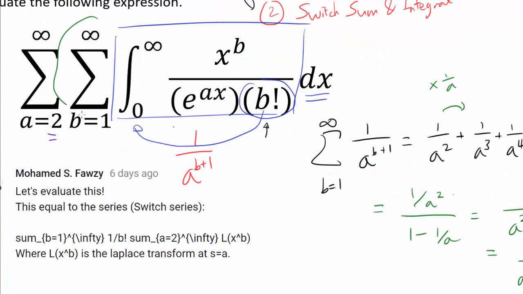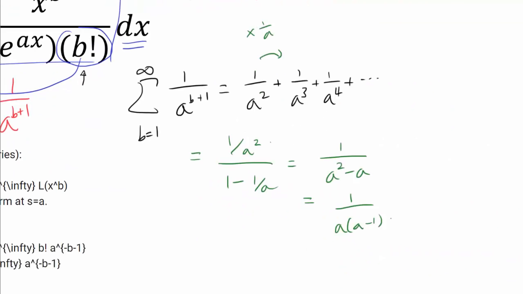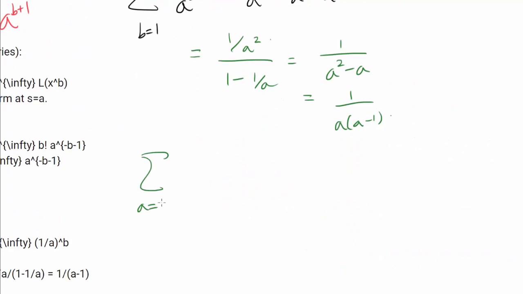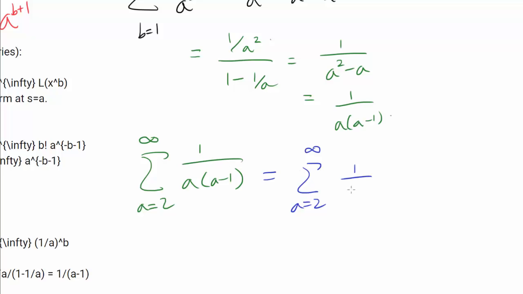So we know this entire thing is 1 over a times a minus 1, so all we have left to do is to sum that from a equals 2 to infinity. So let's go down. We want to sum a equals 2 to infinity of 1 over a times a minus 1, and this looks like a classic telescoping sum. So let's break apart 1 over a times a minus 1. You can either find the partial fraction decomposition, but really in this case it's pretty obvious that this entire thing is 1 over a minus 1 minus 1 over a.